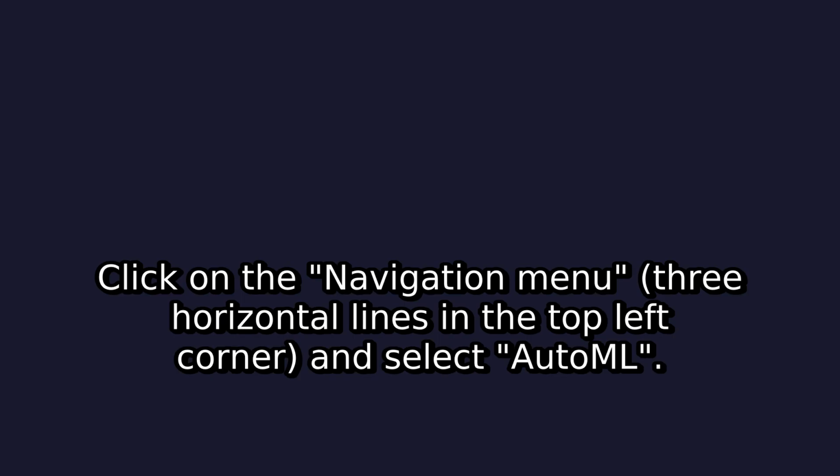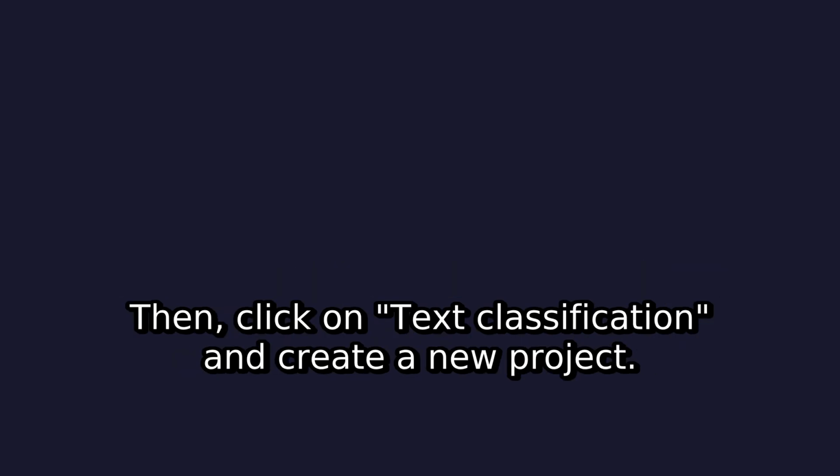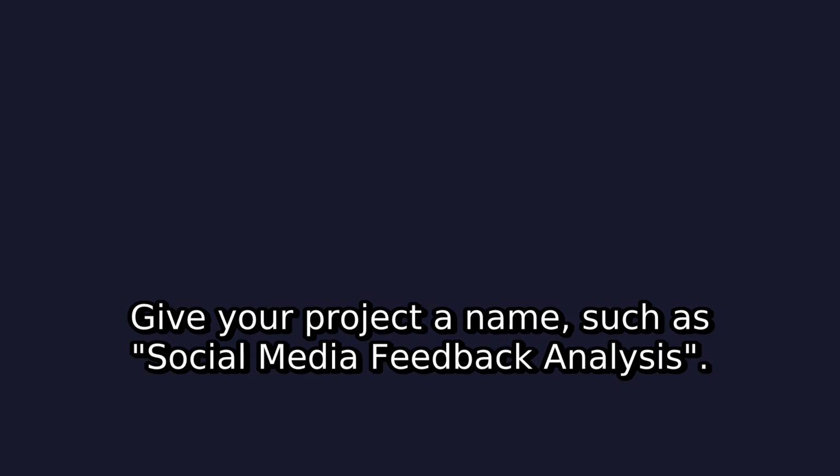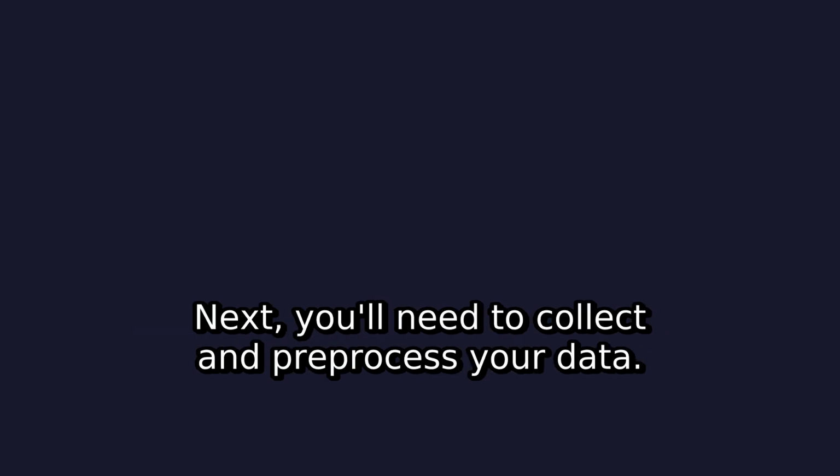First, navigate to the Google Cloud console and sign in with your account. Click on the navigation menu, 3 horizontal lines in the top left corner, and select AutoML. Then, click on Text Classification and create a new project. Give your project a name, such as Social Media Feedback Analysis.